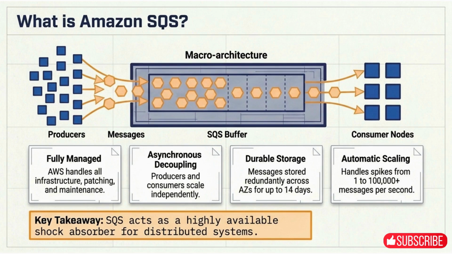Standard queues support a very high, nearly unlimited number of API calls, while FIFO queues add ordering and deduplication controls. Message retention is configurable from 1 minute to 14 days. The default is 4 days. That is why SQS acts like a shock absorber for distributed systems.